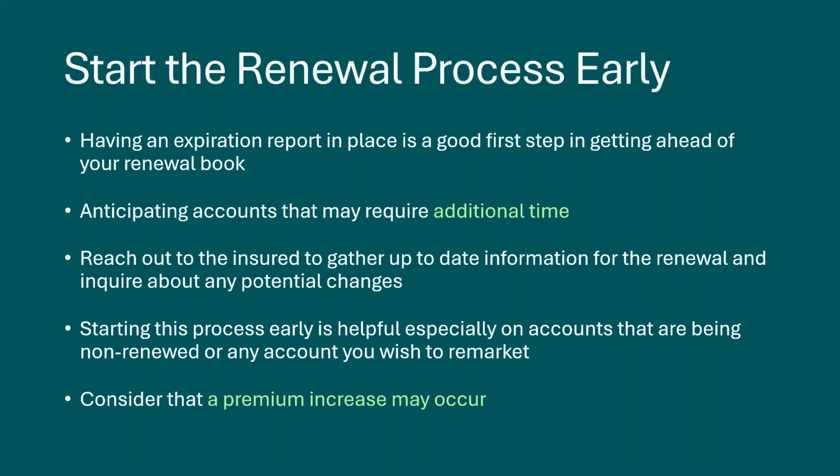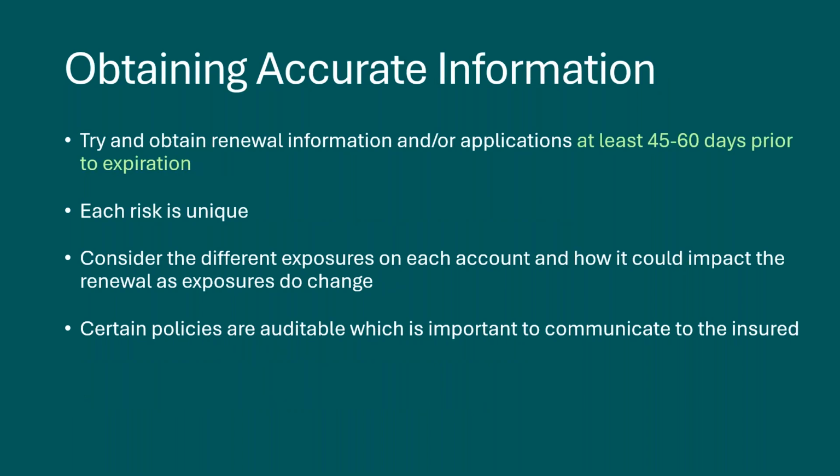We know it's not fun, but it's important to be realistic with your client that they can expect premium increases in the hard market. This is in combination with tightening underwriting guidelines that could also lead to the need to remarket the account. Obtaining accurate information is helpful when working on your renewals. So try and obtain renewal information and applications at least 45 to 60 days prior to the expiration. Everyone is needing more lead time these days.